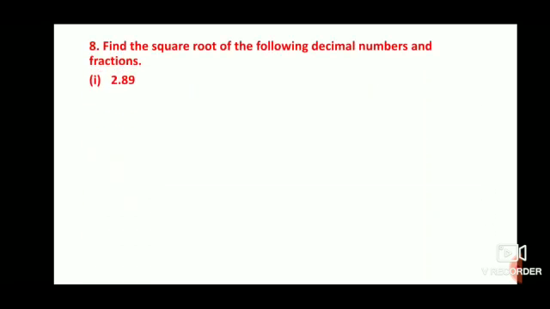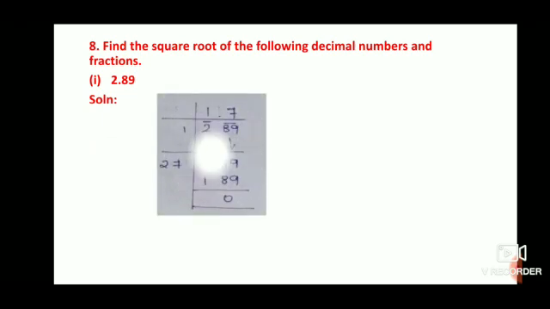Next, eighth question. Find the square root of the following decimal numbers and fractions. First subdivision, 2.89. See the solution. See the decimal number pictures.